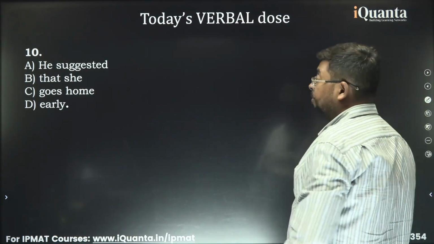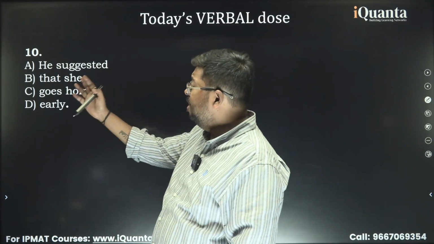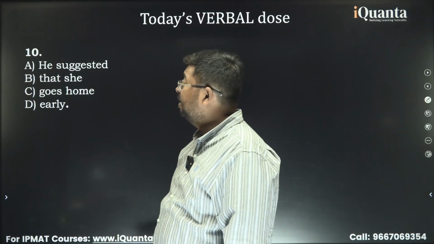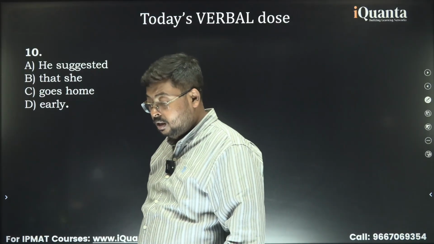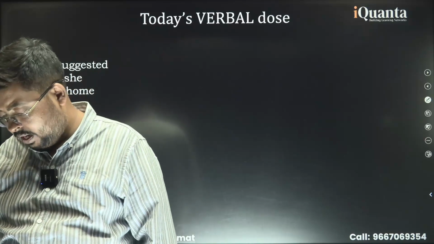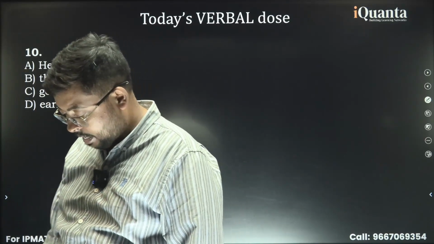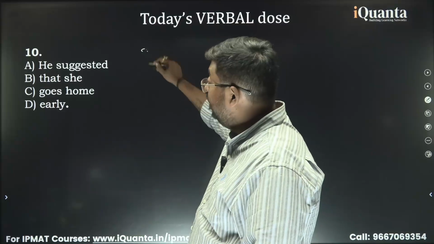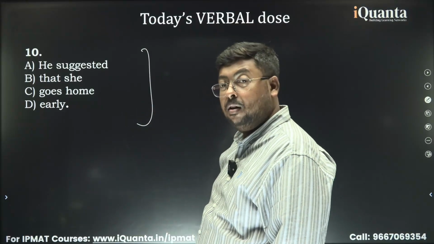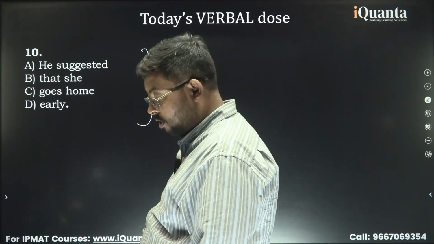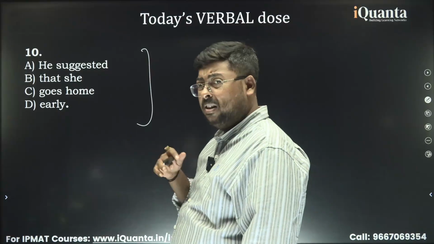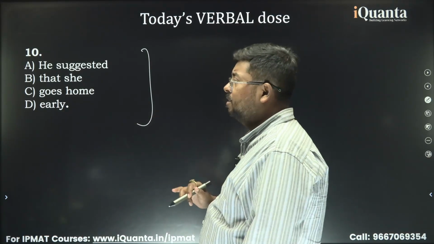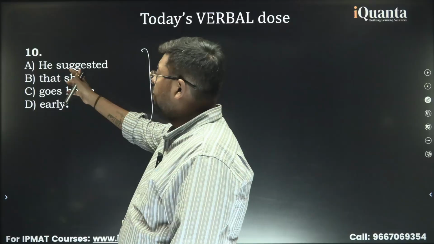Okay, last question. The last question for the day. He suggested that she goes home early. What do I do out here? What type of sentence is this? Anyone? No? Now, this is a very special case. This might be called an optative sentence, or this might be called a subjunctive. Majorly not an optative. Optative is more of blessings and wishes and all that. Subjunctive sentences, it is basically this.